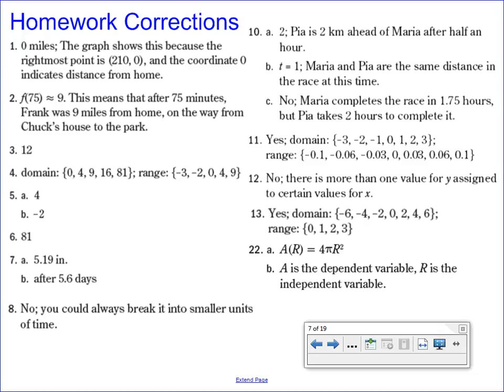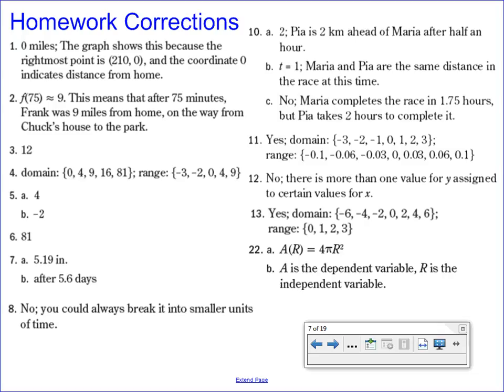Zero miles for 1. 2, after 75 is about 9. After 75 minutes, Frank was about 9 miles from home. Number 3 is 12. Number 4, you can list domain values if this is from a table: 0, 4, 9, 16, 81.